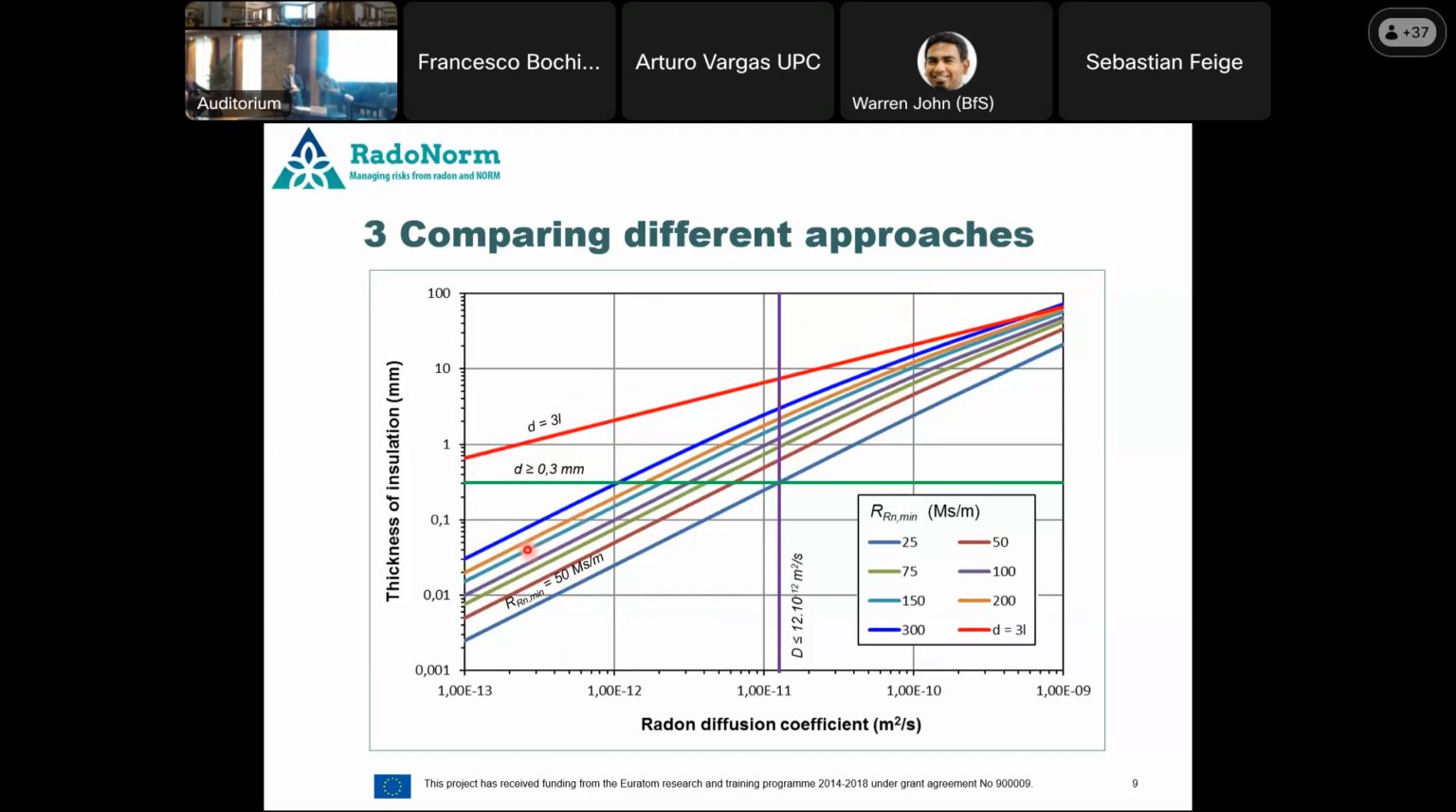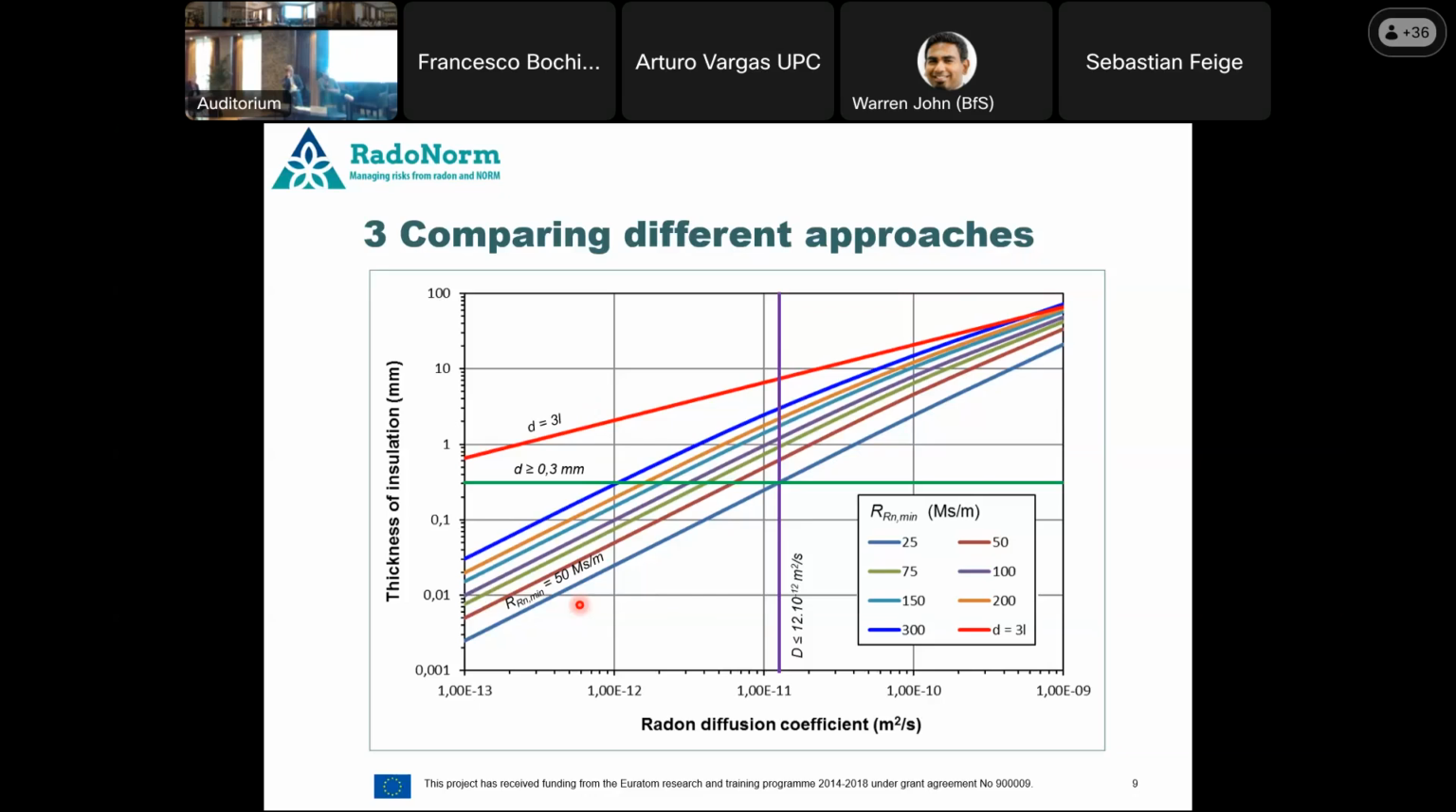And this set of lines, or curves in fact, express either the detailed calculation according to the Spanish and Slovakian approach, or the radon resistances, because in fact it's a similar approach. Radon resistance is applied in Scandinavian countries or in the Czech Republic. So yeah, it's a mesh, as you can see.